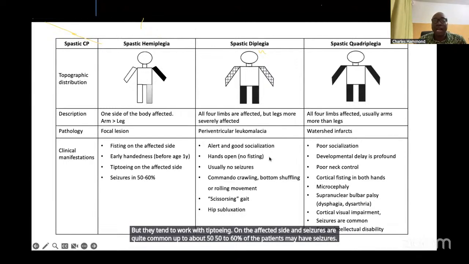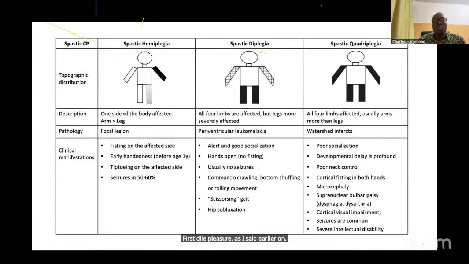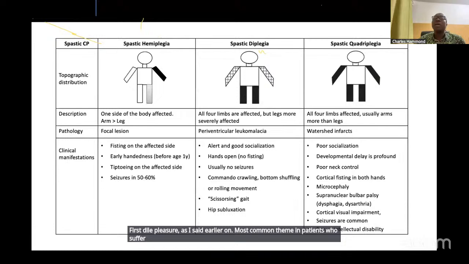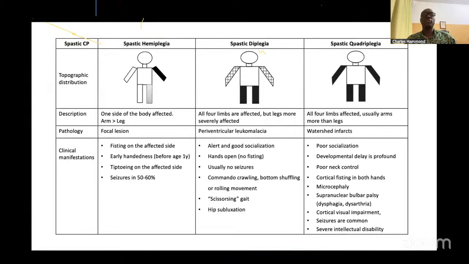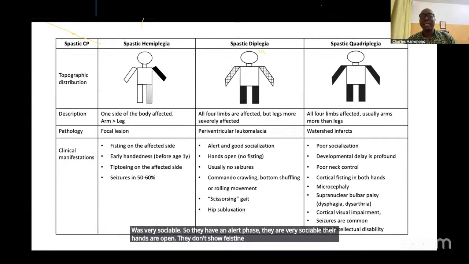Spastic diplegia, as I said earlier on, is most commonly seen in patients who suffer hypoxic ischemic injury as a preterm. So it is most common in preterm, and the pathology is periventricular leukomalacia. These ones are very sociable. They have an alert face. Their hands are open. They don't show fisting. Remember I said that the upper limbs are relatively spared, so they don't show any fisting.